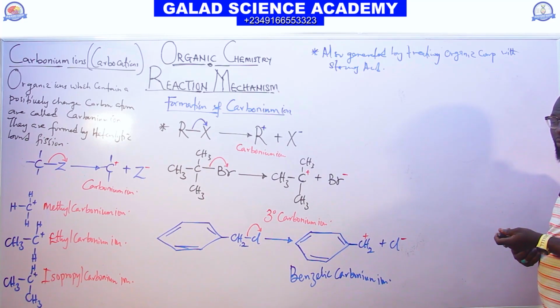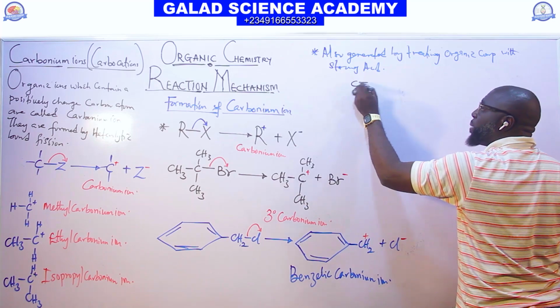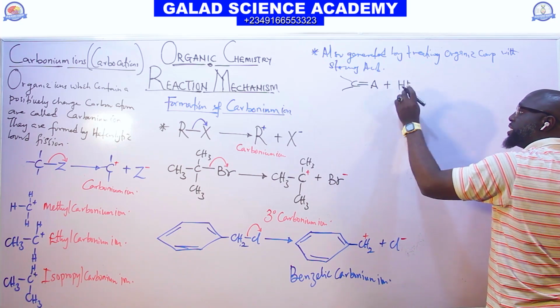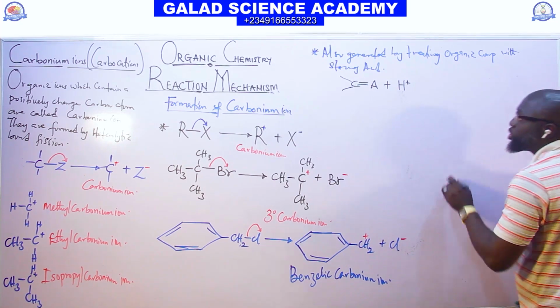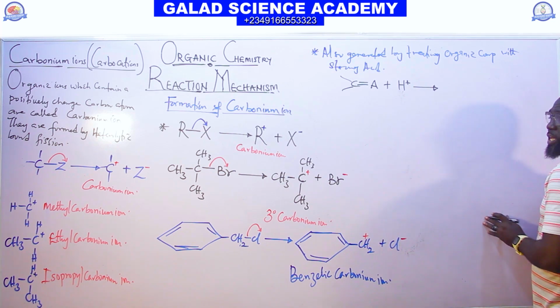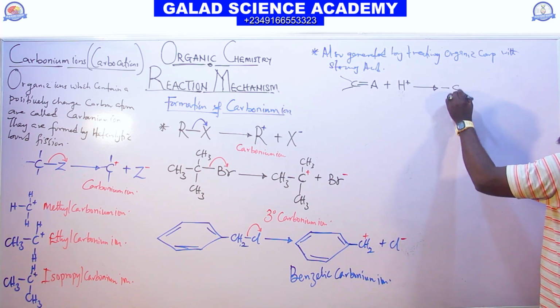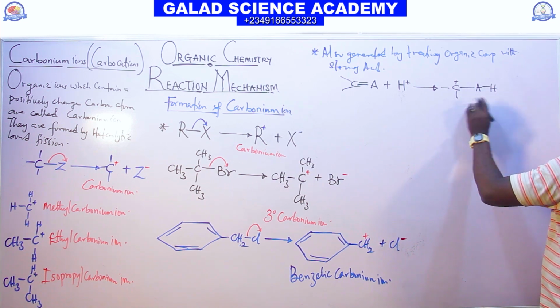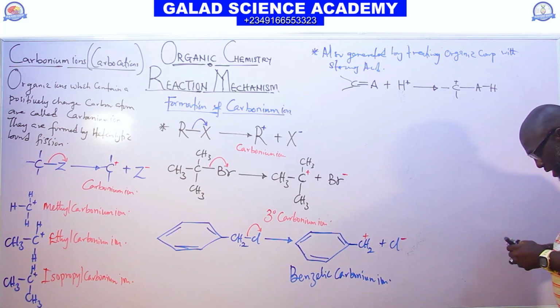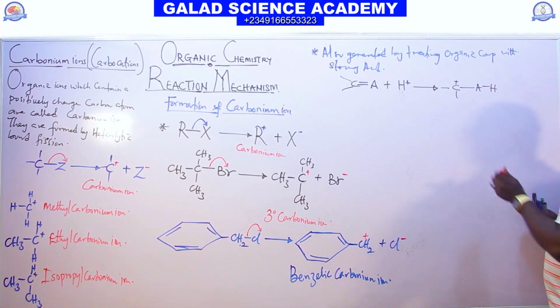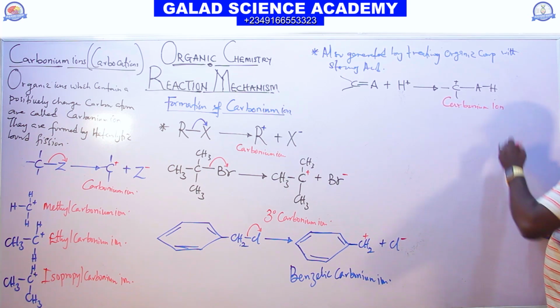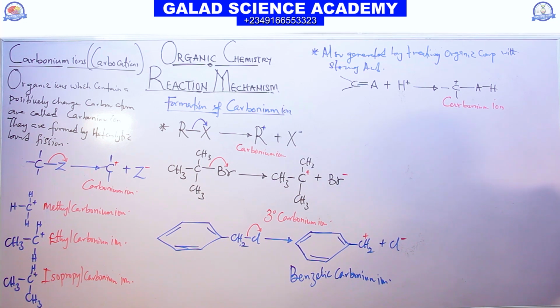Whenever a strong acid reacts with a compound in this form, we put H plus, which is the acid. This is a strong acid. As a result of that, this will lead to what we call carbon plus, and we have H. This is a carbonium ion.